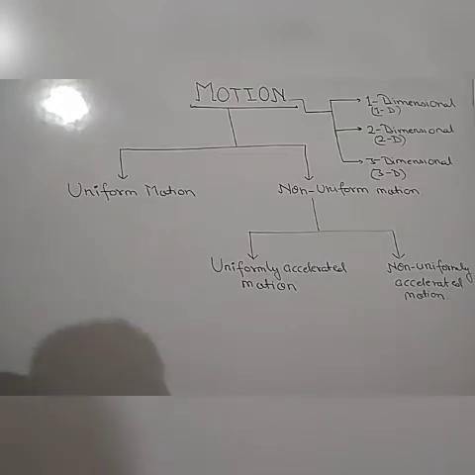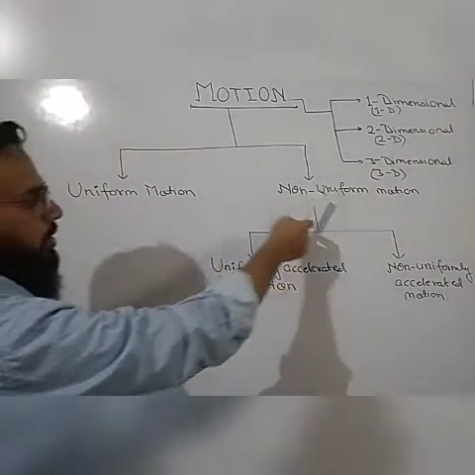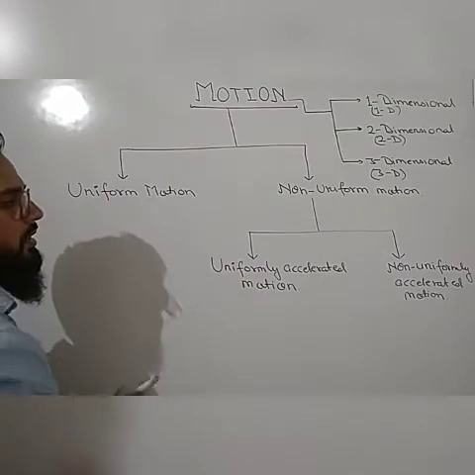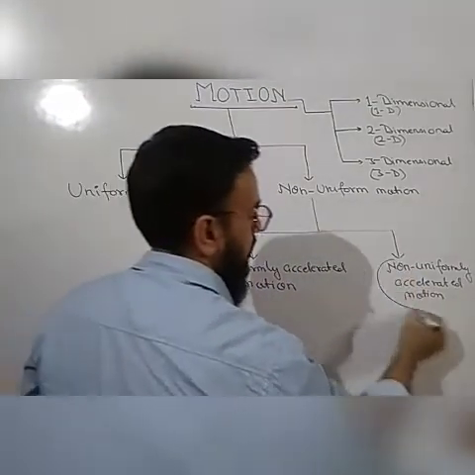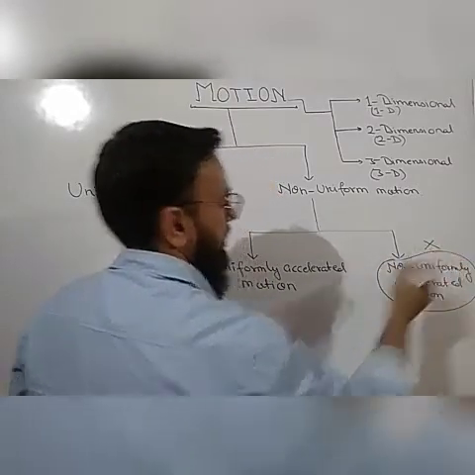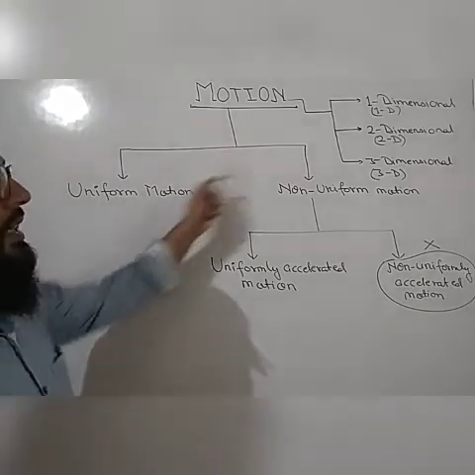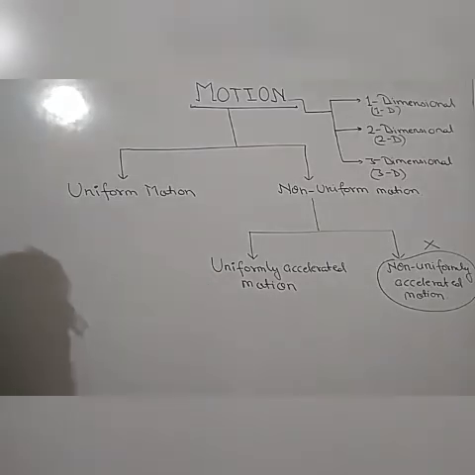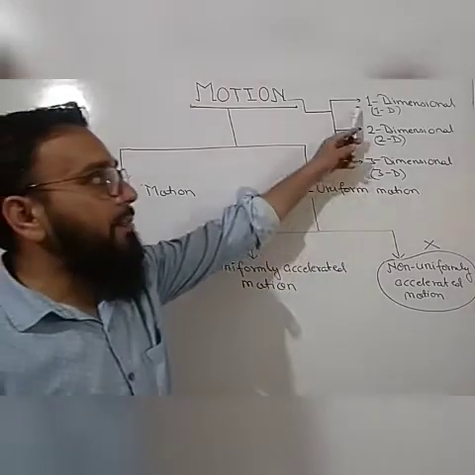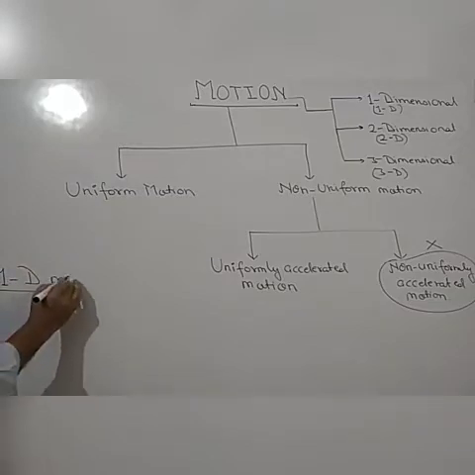So we have to study 1D, 2D and 3D motion, then uniform motion and non-uniform motion, and in our syllabus is uniformly accelerated motion. Non-uniformly accelerated motion is not in our syllabus, and the rest of all the types of motion we have to study. Clear? So let us start from one-dimensional motion. What is one-dimensional motion or 1D motion?